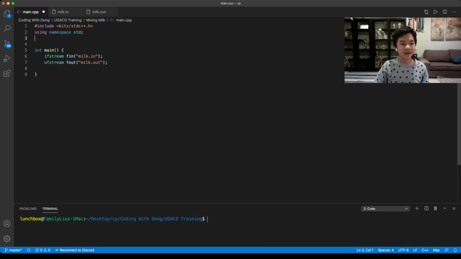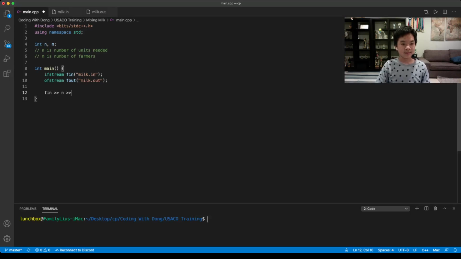Okay, so we're given n and m. So n is the number of units of milk we need to buy, the number of units needed. And m is the number of farmers. Okay, so let's read n and m.